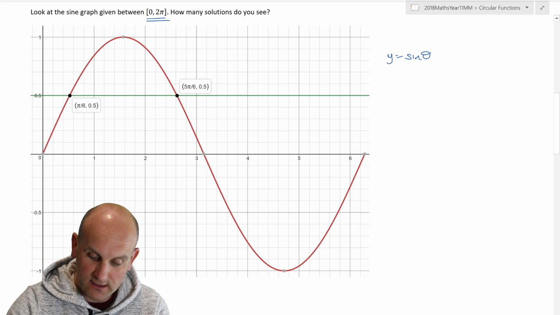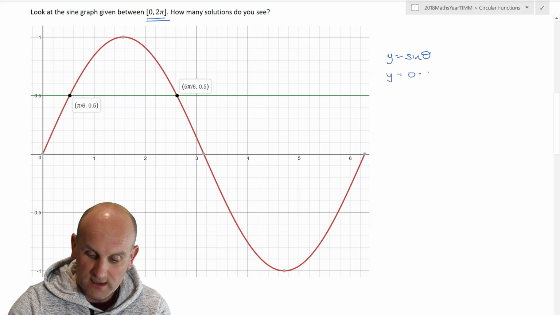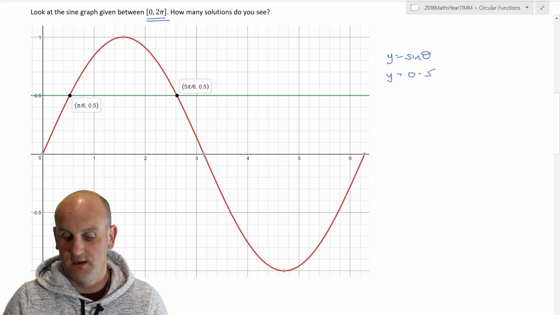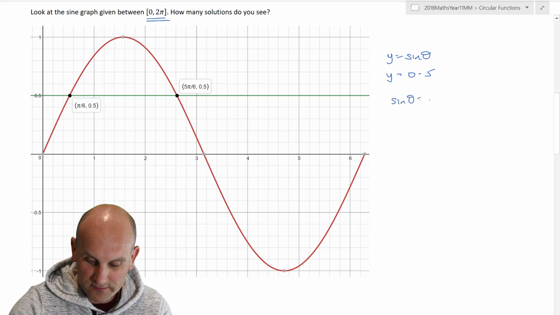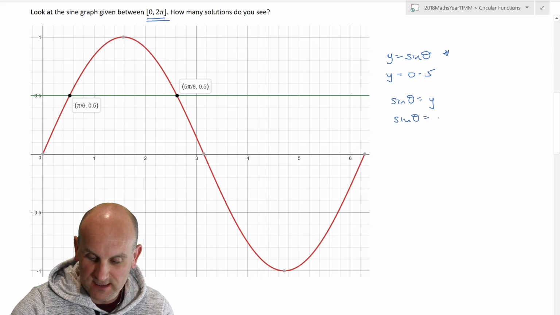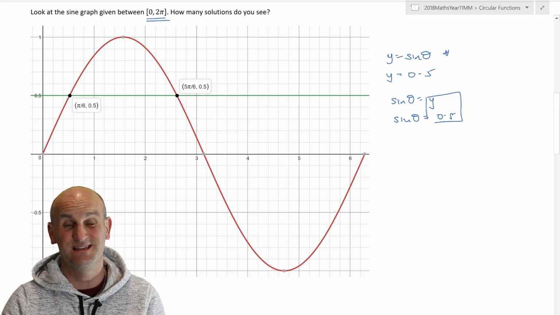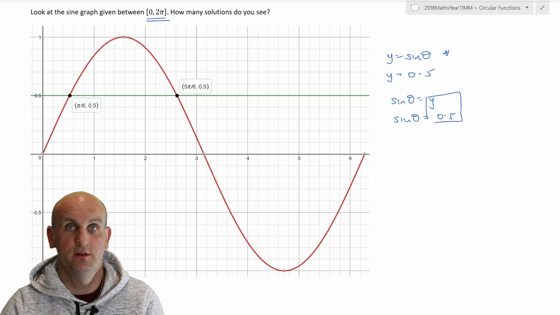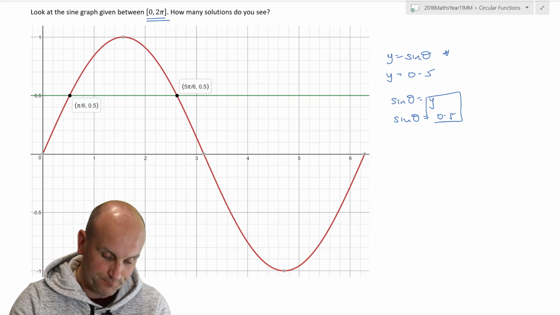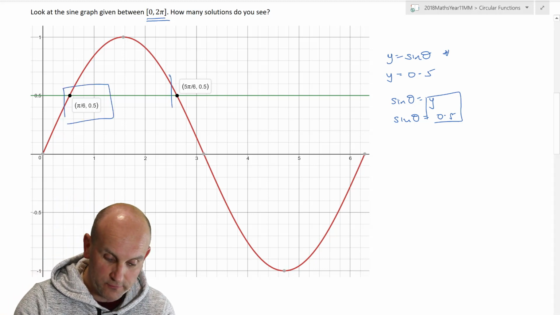And then I said, well, okay, can you now solve y is equal to 0.5? And if you've watched my previous video, you go, oh, I know what that means. Because I can write sine theta is equal to y, I can just switch this around and write that sine theta is equal to 0.5, then what it's basically saying is, can you find all the places on my red line here that actually cross through the line y equals 0.5? And lo and behold, up come these two values here.